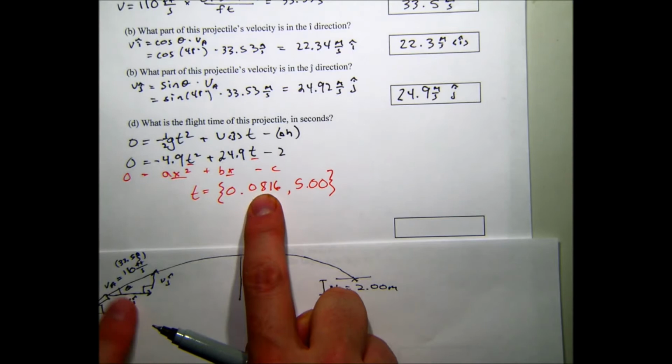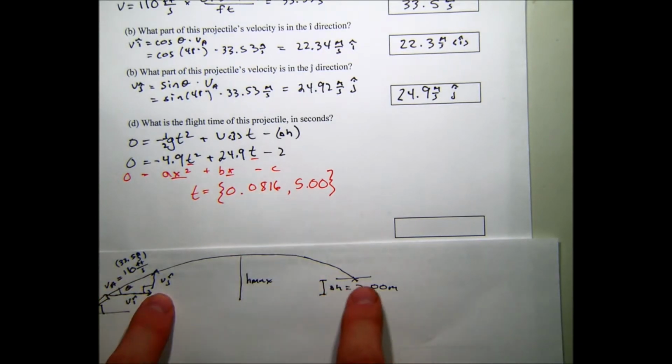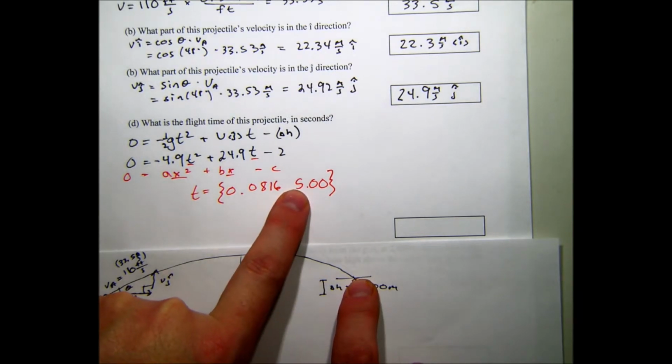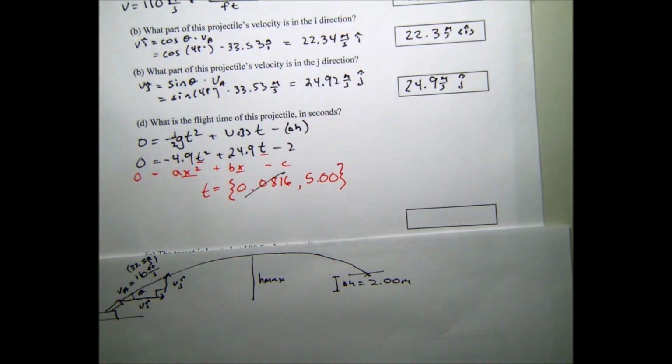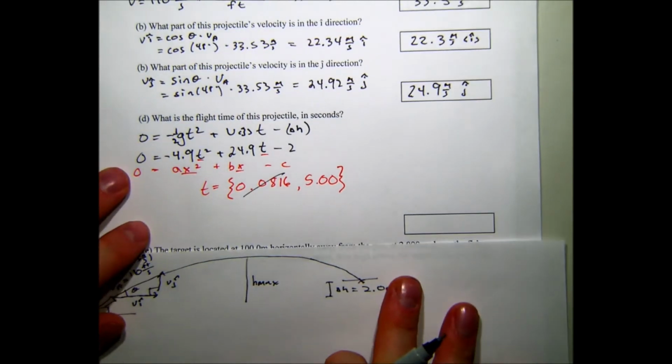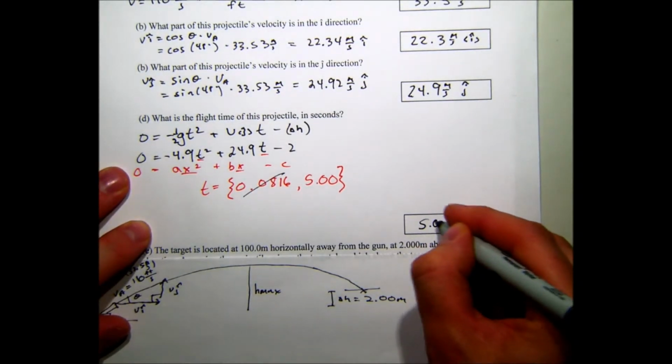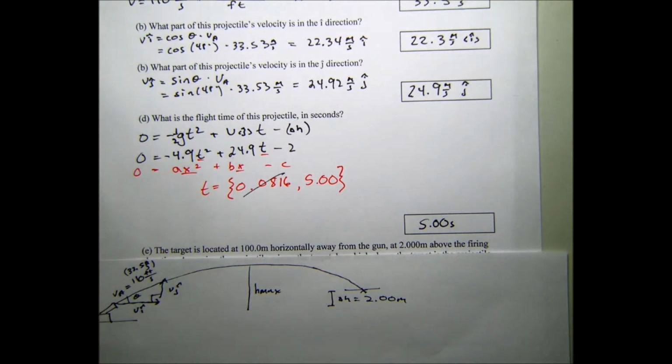This time would be the projectile crossing the 2 meters on the way up, and this time is when the projectile lands. So we can basically eliminate that as a possible route. So we write, and now we have the time of flight.